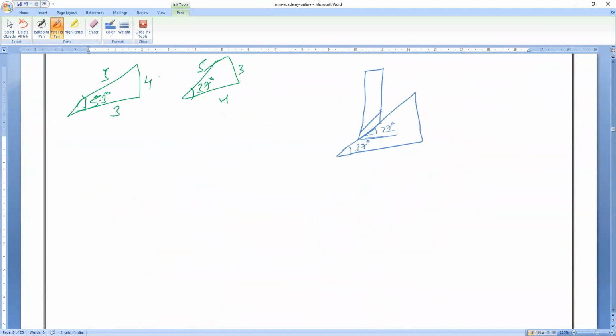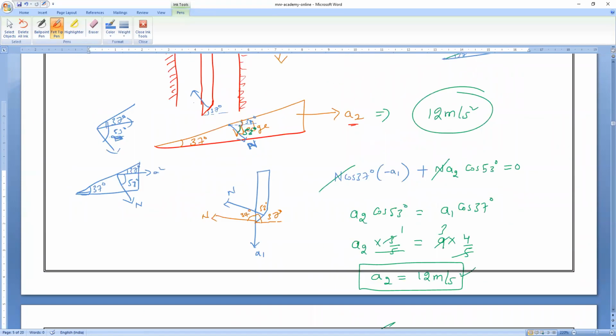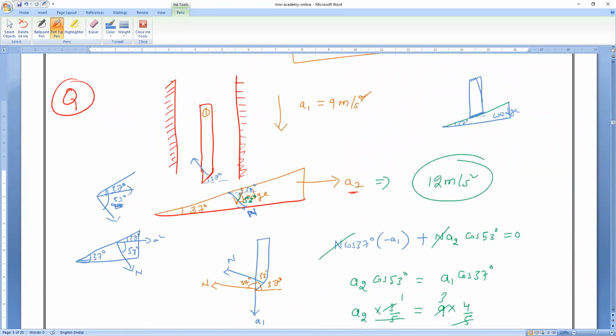Now, can anybody find what is the force exerted by wedge on block? Anybody can tell? At least guess that. What is the force exerted by wedge on block? This is the normal. That is my question. How much do you want to calculate it? Wedge on block is equal to what? Anybody can tell?